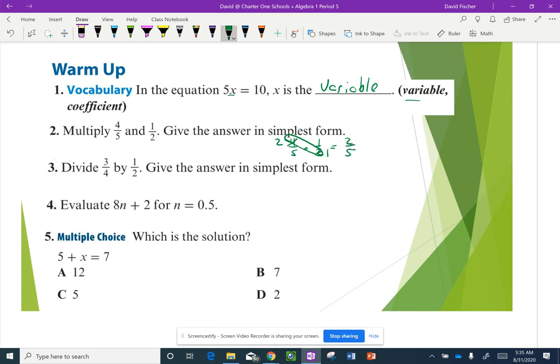We always make sure our fractions are reduced. So that's why they keep reminding us, simplest form. Always, even if they don't say simplest form, fractions are always written in simplest form.